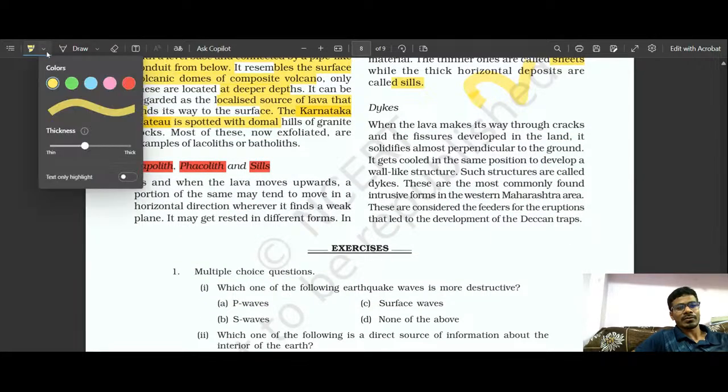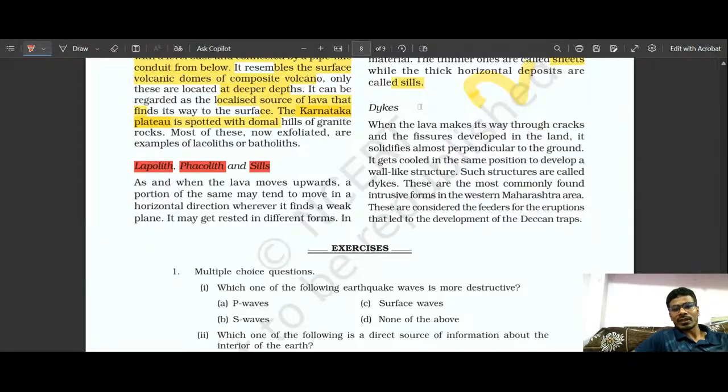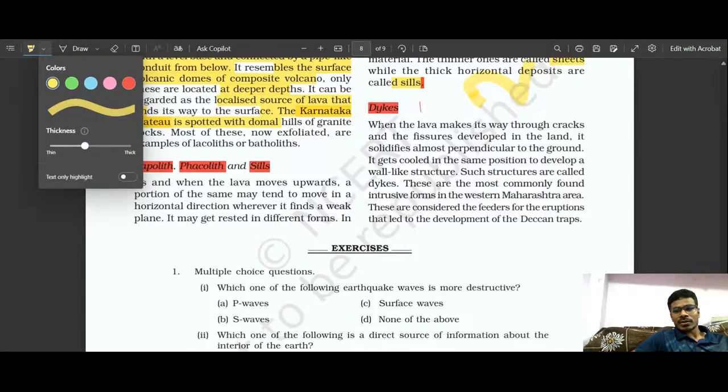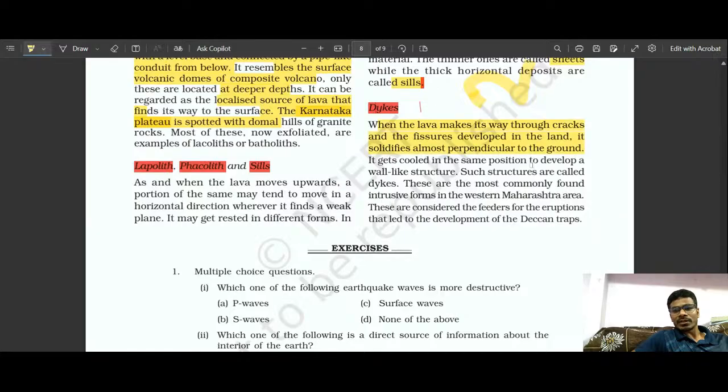Now, dike. When the lava makes its way through cracks and fissures developed in the land, it solidifies almost perpendicular to the ground, and it gets cooled in the same position to develop a wall-like structure. Such structures are called dikes. These are the most commonly found intrusive forms of western Maharashtra, and they are considered to be feeders of the eruptions that led to the development of the Deccan Traps.